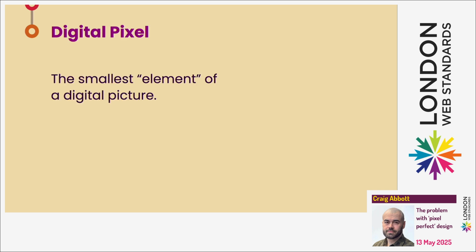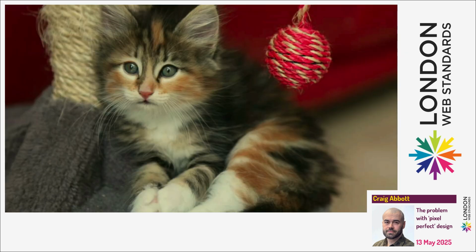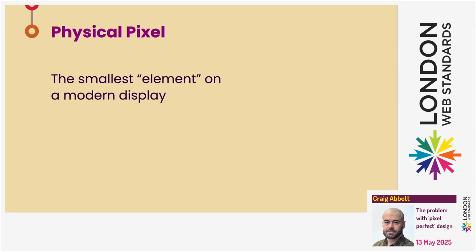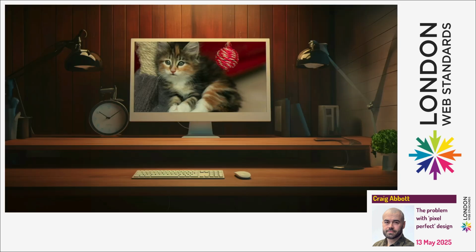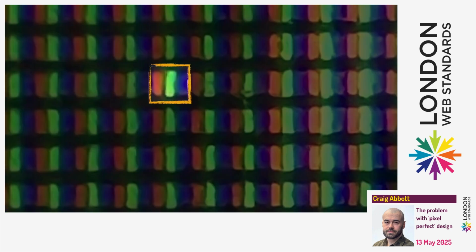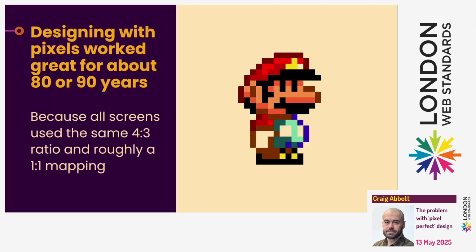A digital pixel is the smallest element of a digital picture. So if we take this awesome picture of a cat and we zoom in Photoshop or Figma or whatever it is, and we keep zooming in, we eventually get to a pixel, which is the smallest element of the image, which is a solid block of color. Then we have physical pixels, which are the smallest element on a modern display. So again, if we took the nice picture of a cat on a monitor and we zoomed in and zoomed in and zoomed in, we eventually get to a red, green, blue pixel element.